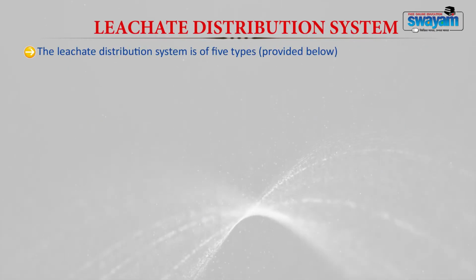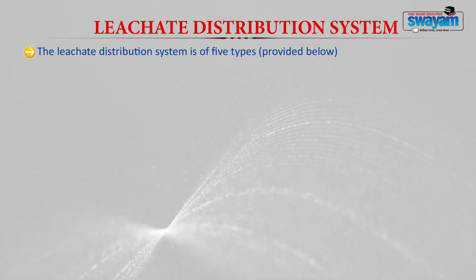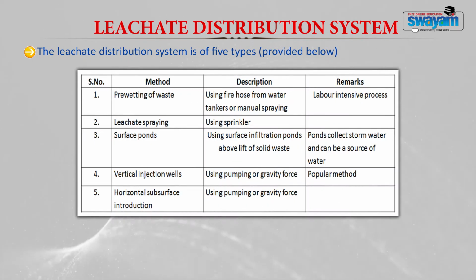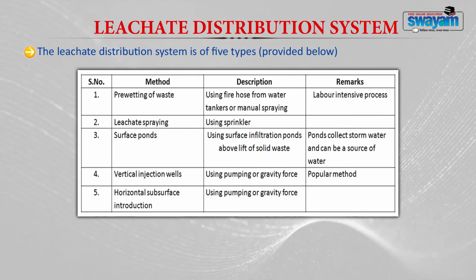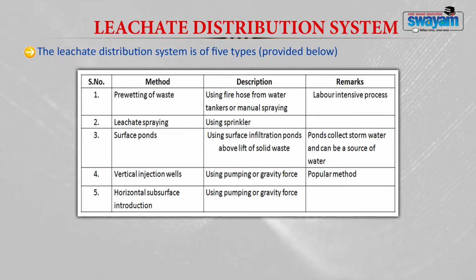There are generally 5 types of leachate distribution system which are summarized in this table. First type is pre-wetting of waste. Just to wet the waste, you can fit a fire hose to a water tanker and do manual spraying. It is generally a labor intensive process. The second type is leachate spraying, where you use sprinklers.